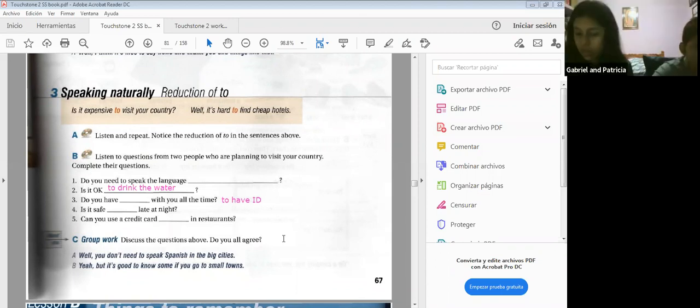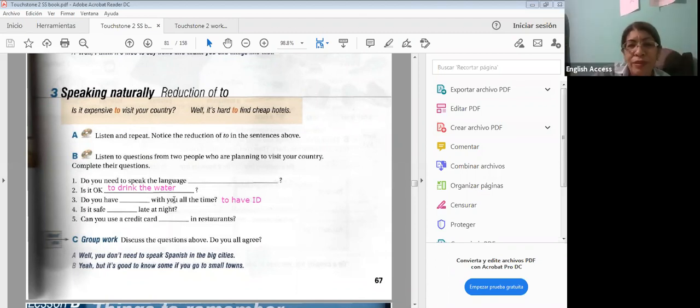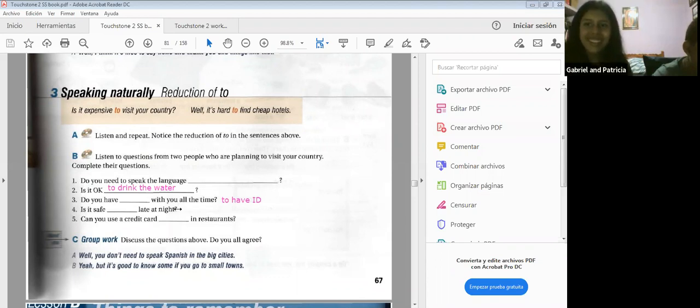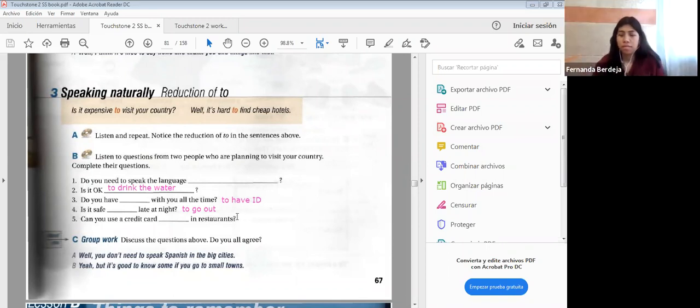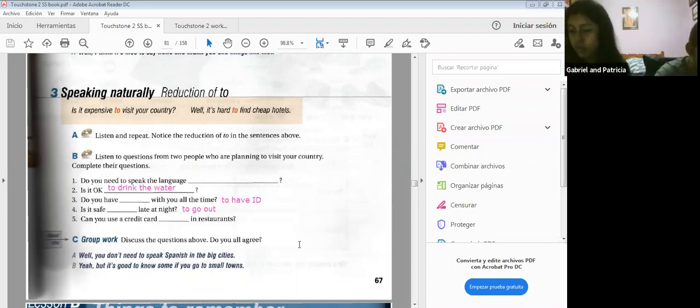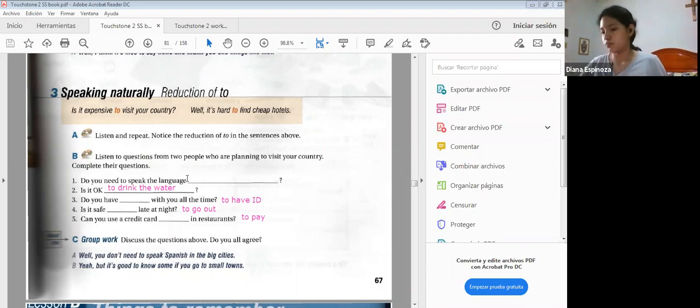Number 4, is it safe to go out? To go out. Okay. Yes, to go out late at night. And number 5, can you use a credit card to pay? To pay in restaurants.